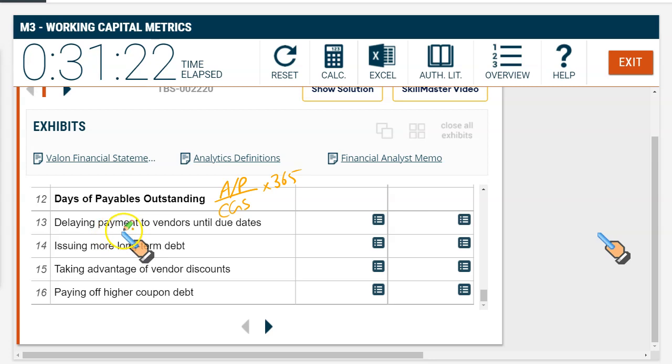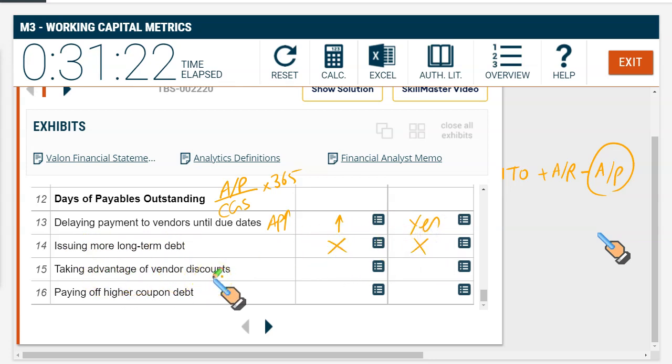Okay, now delaying payments to vendors until due dates. When you delay the payments to your vendors, your AP goes up. When AP goes up, the ratio, since it's in the numerator, increases, and since you take more time to pay your suppliers, which is a deduction from the cash conversion cycle. Remember that it is inventory turnover days plus accounts receivable collection period minus accounts payable payment period. If this factor becomes bigger, the cash conversion cycle will become shortened. So that is right, yes. Issuing more long-term debt will have no impact at all.